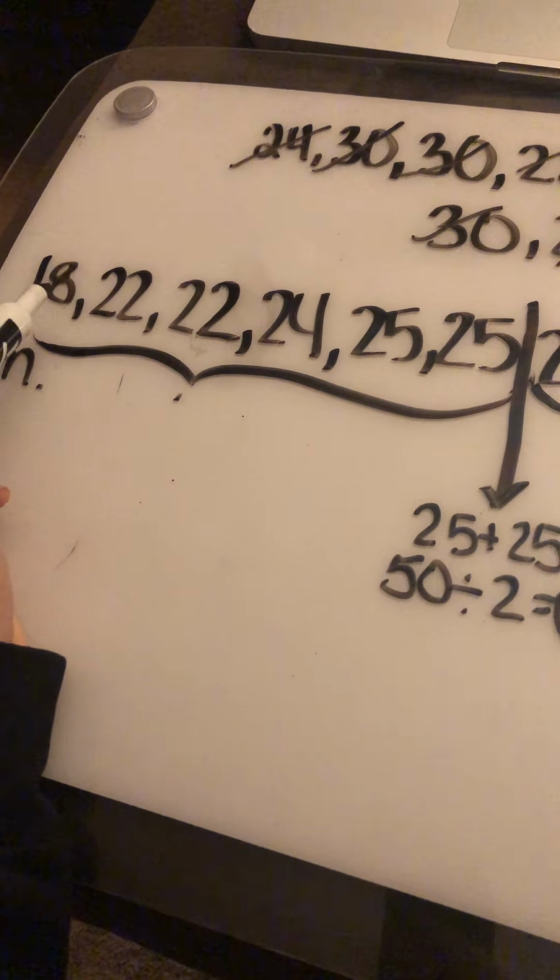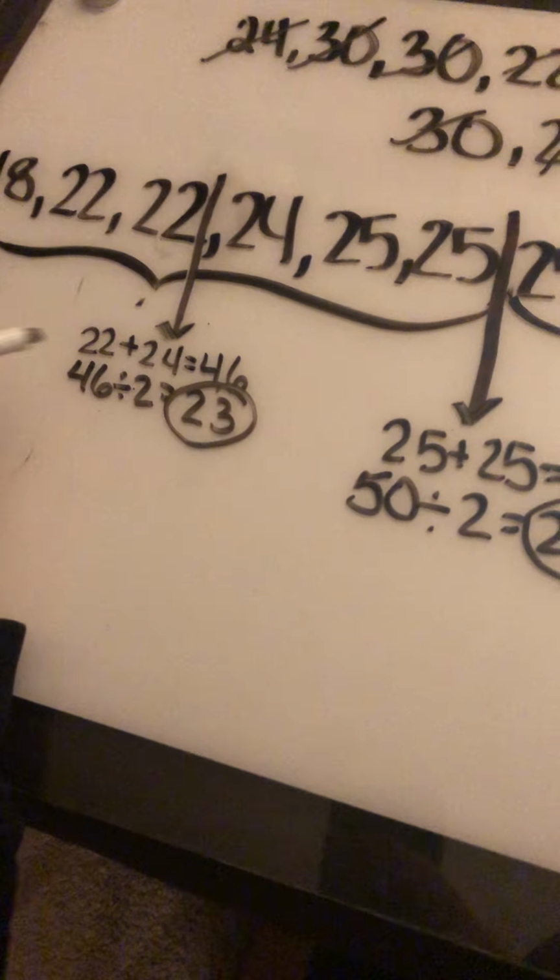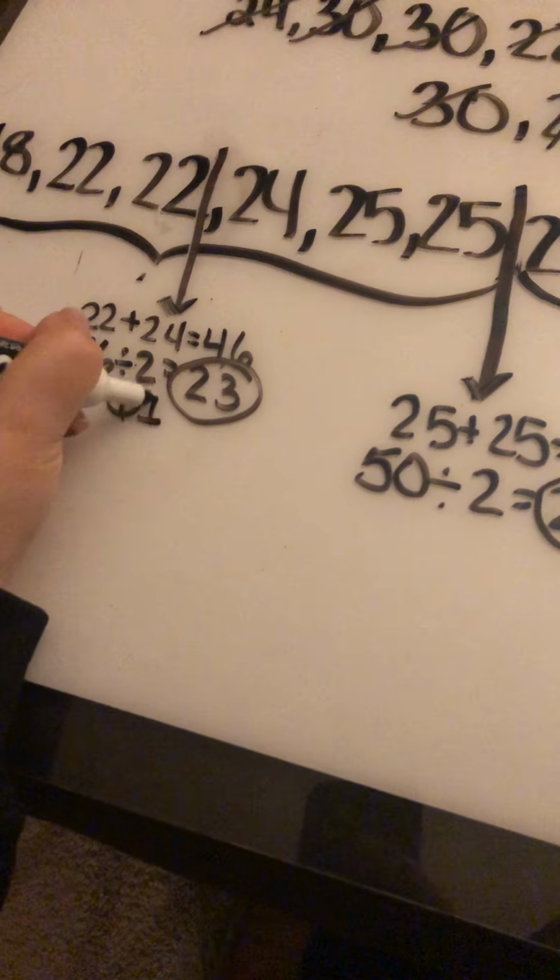So we have 18, 22, 22, and then we have 25, 25, 24. So our median would be right in between these two numbers. So we're going to do 22 plus 24. That gives us 46. And then 46 divided by 2 would give us 23. So our quartile 1 is 23.